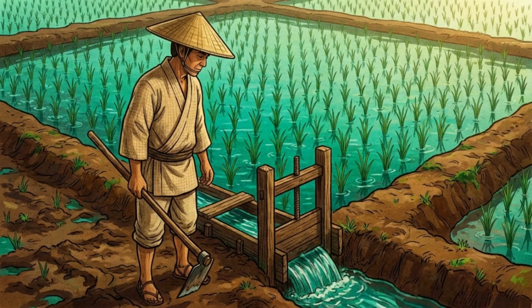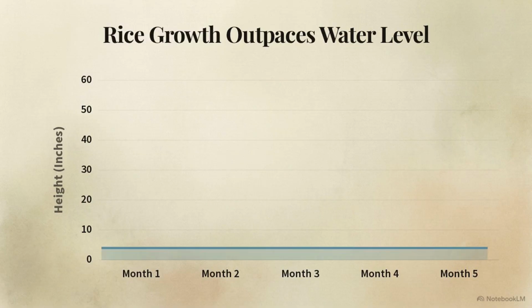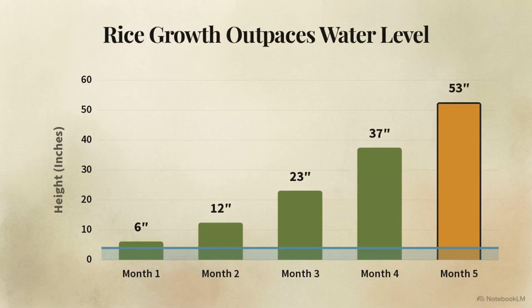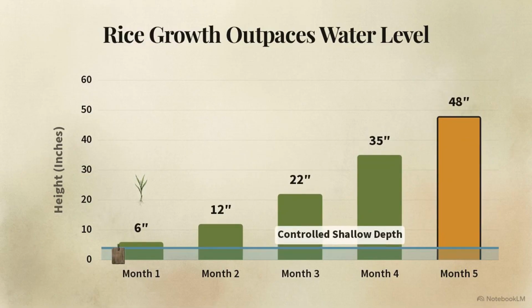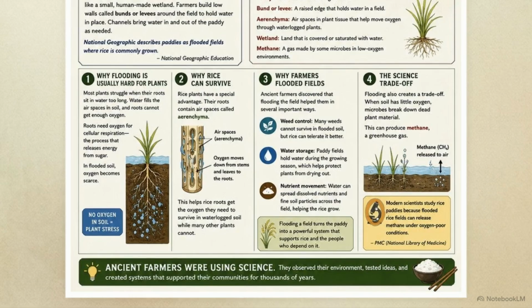During the growing season, you must monitor the field daily. You will constantly adjust your drainage channels to keep the water at the correct shallow depth as the rice grows taller over several months. There's a modern scientific observation regarding this system. As shown here, the oxygen-poor conditions in the mud promote specific microbes that break down organic matter and release methane, a greenhouse gas, into the atmosphere.